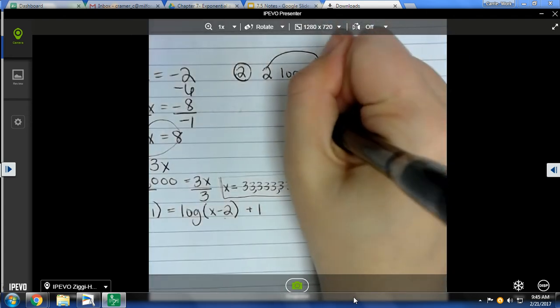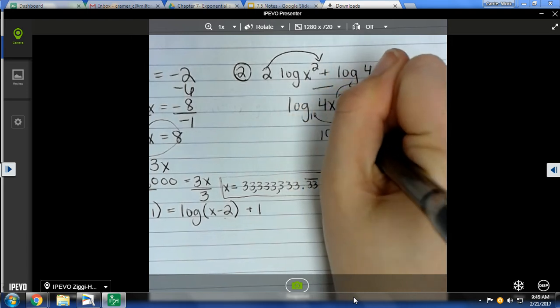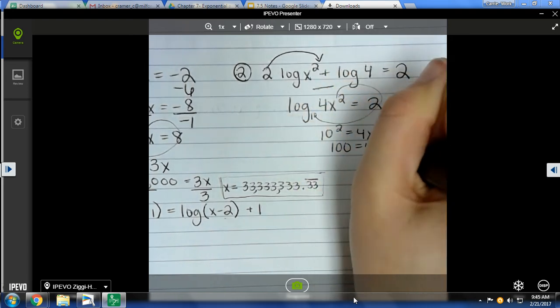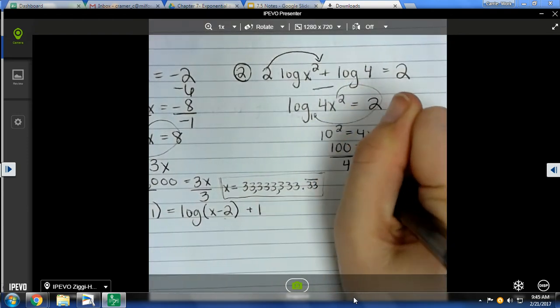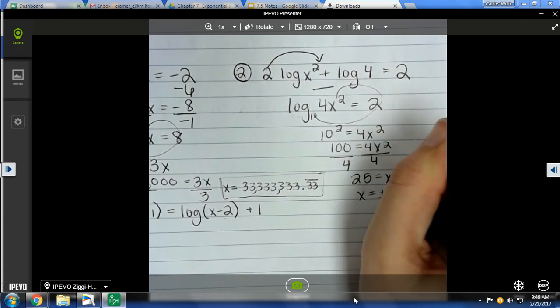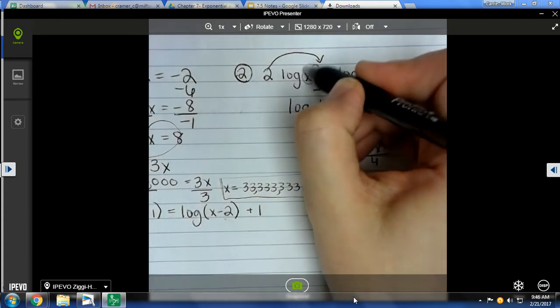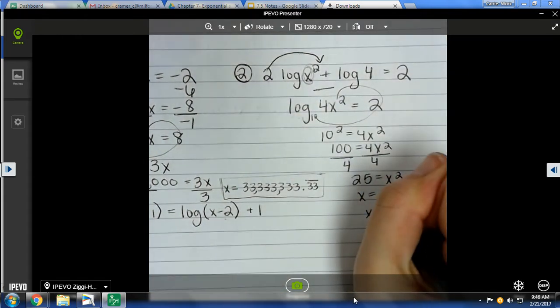Now we can evaluate. So we have 10 squared equals 4x squared, which would be 100 equals 4x squared. And if we divide by 4, we get 25 equals x squared. When we square root, we get x equals plus or minus 5. However, we know here we can't have a negative log, so it would just be x equals 5.